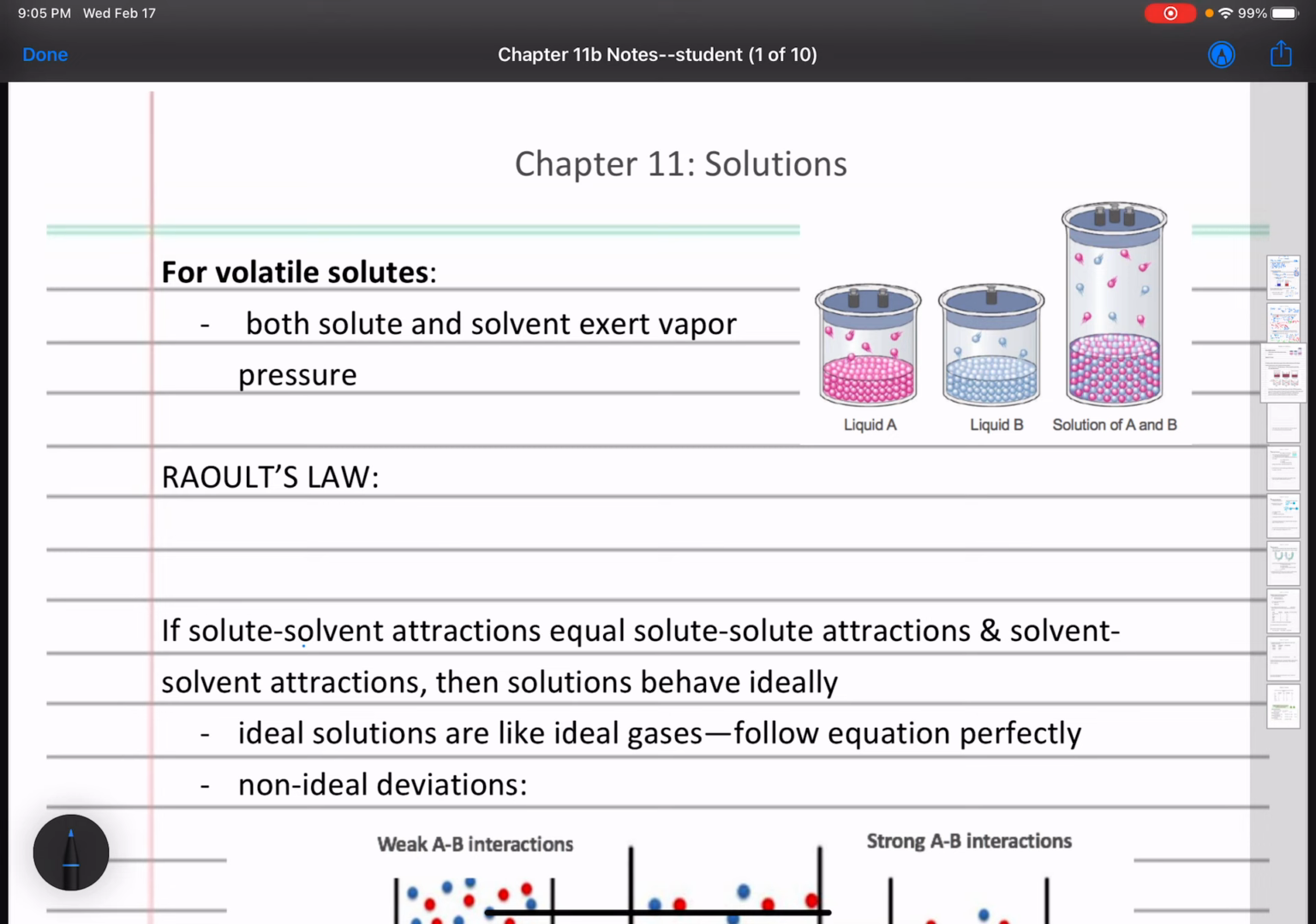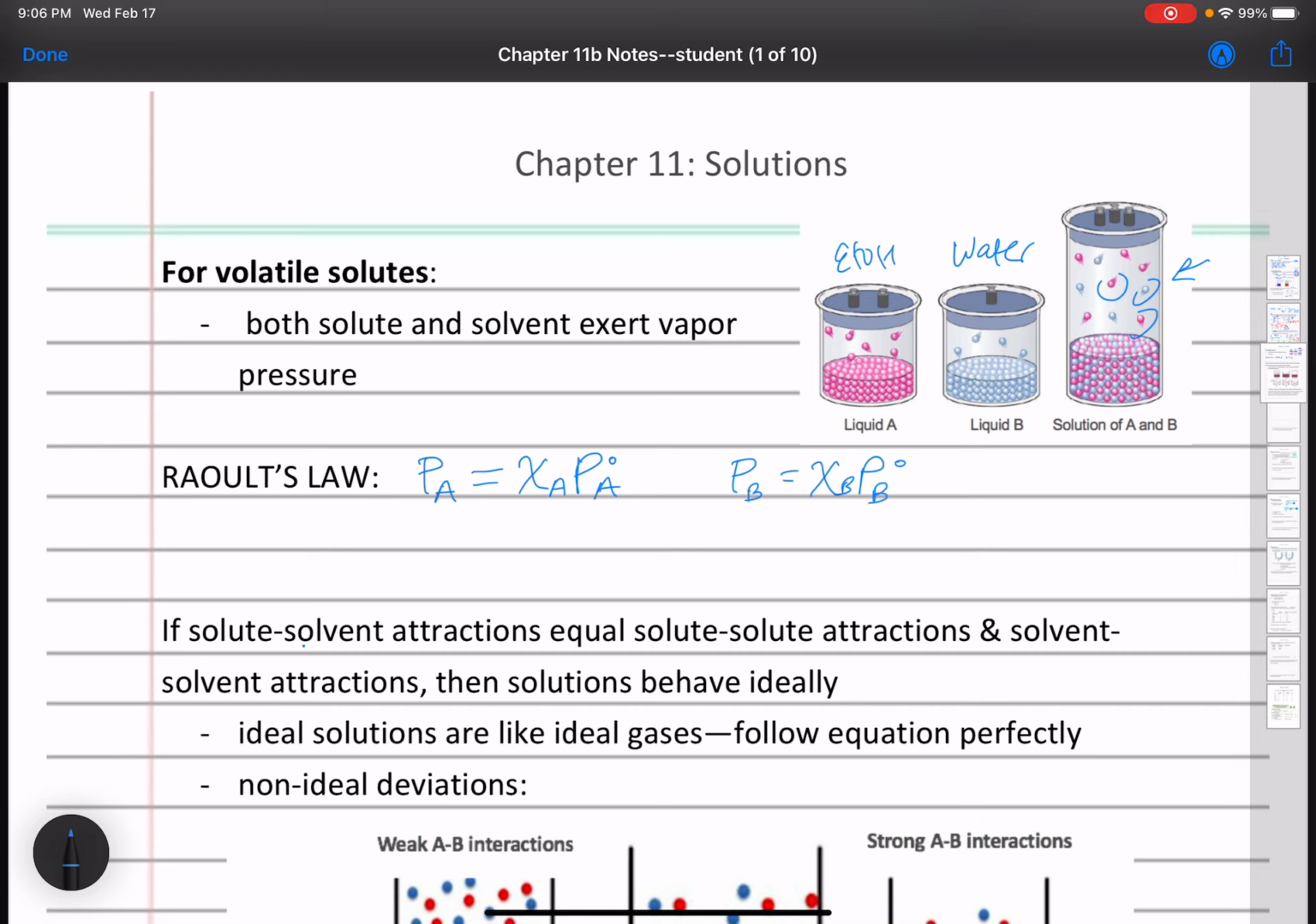So if liquid A was ethanol and liquid B here was water and you mix them together, you would find both of those molecules in the vapor. And so the vapor pressure above the solution will be the vapor pressure of each of those added together. So how do we find the vapor pressure of each one? The vapor pressure of each one follows Raoult's law. So the pressure of A, let's say that's ethanol, is going to equal the mole fraction of A, whatever substance A is, times the vapor pressure of that pure substance. And same thing for B, whatever liquid B is, the mole fraction of B times the pressure of pure B.